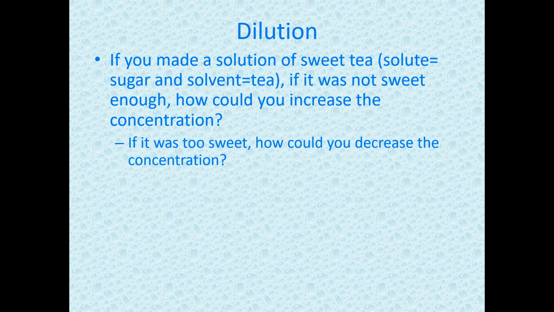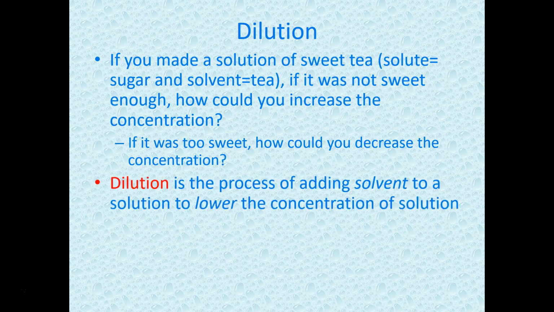The last thing we need to learn about in this unit is dilution. So, if you've ever made a solution of sweet tea, solute sugar, solvent tea, if it was not sweet enough, how would you increase the concentration? Well, you would add more sugar. If it was too sweet, how would you decrease the concentration? Well, you would need to add more unsweetened tea or water in order to make it less concentrated.